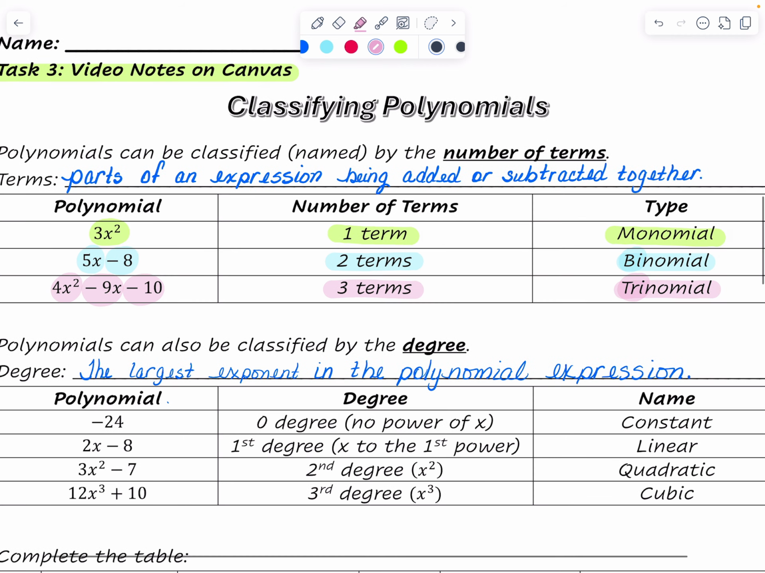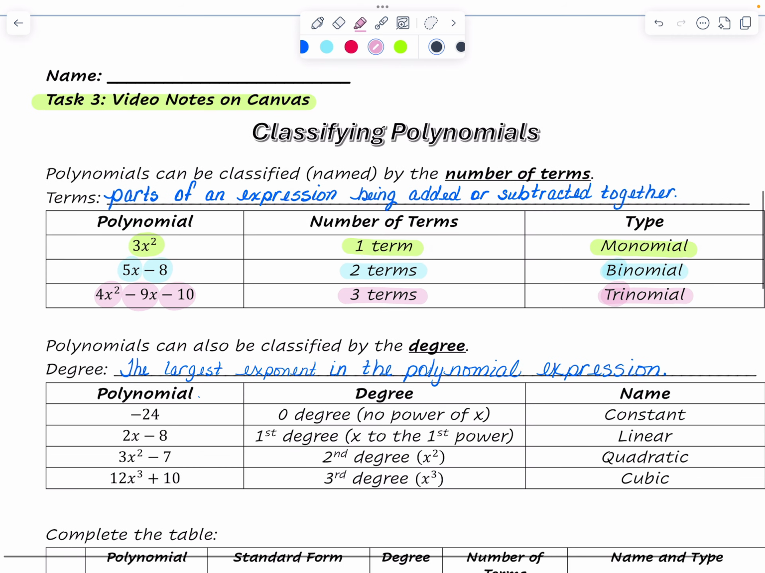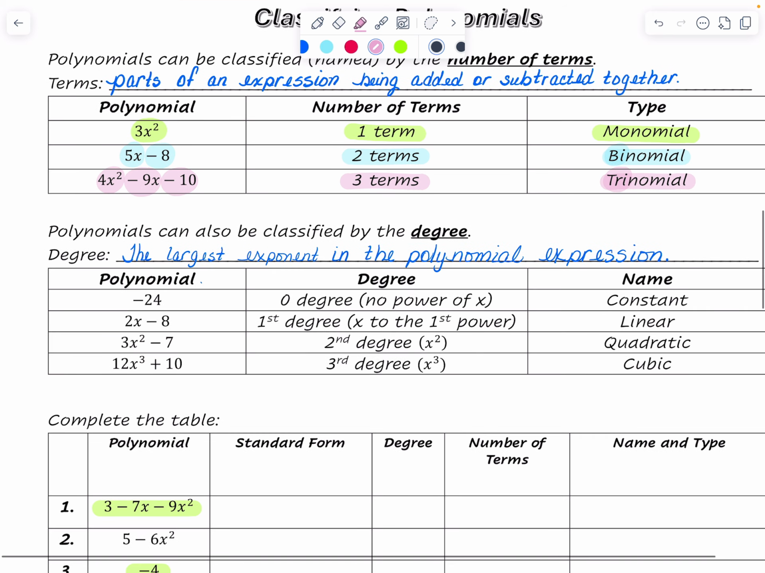So when we're naming a polynomial, we can name it by the number of terms: a monomial, a binomial, or a trinomial. Now, if it had 4 terms or 5 terms or 6 terms, they're going to call that a polynomial. Okay? It's just those first 3 that have a specific name with them.